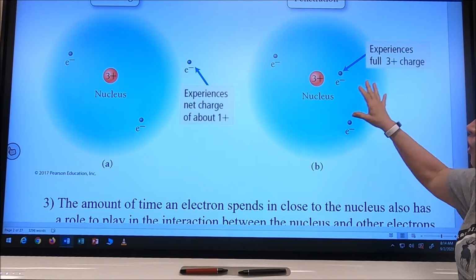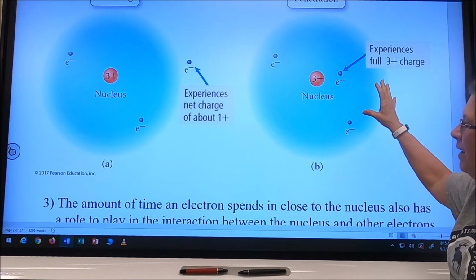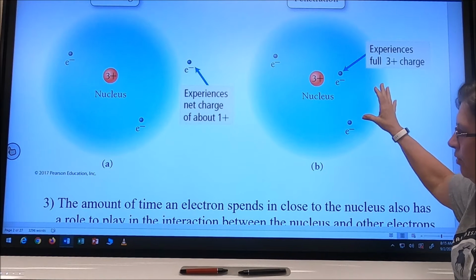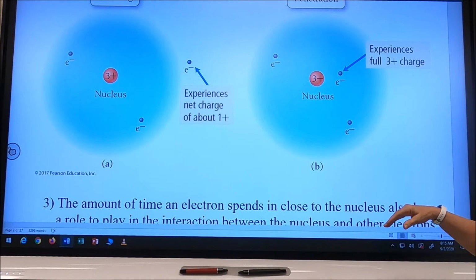So how much charge an electron in these outer electron orbitals feel depends on how big, of course, that orbital is, and it also depends on something called penetration.